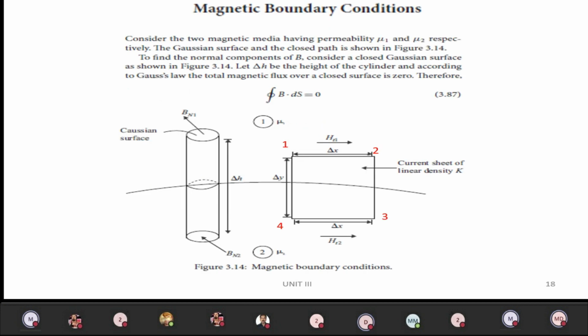This is the magnetic Gauss law: closed integral of B dot ds equal to 0. That is what we call the magnetic Gauss law. From the magnetic Gauss law we derived that concept, B dot ds equal to 0, so Bn1 equal to Bn2, which is what we derived here.